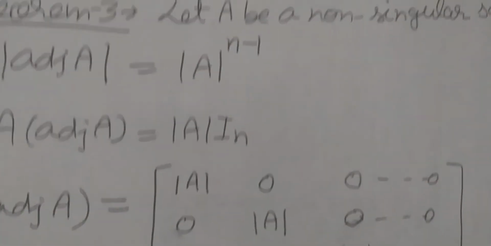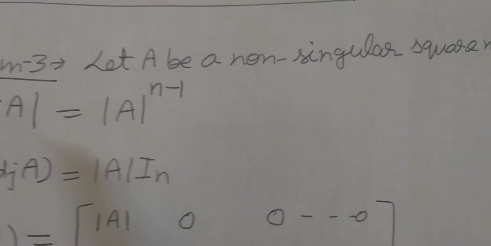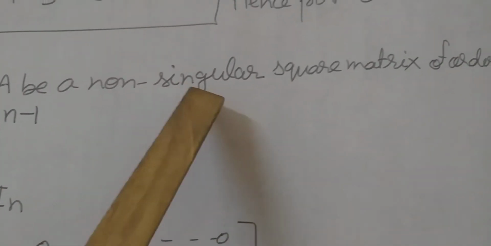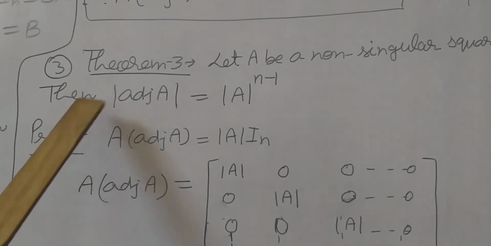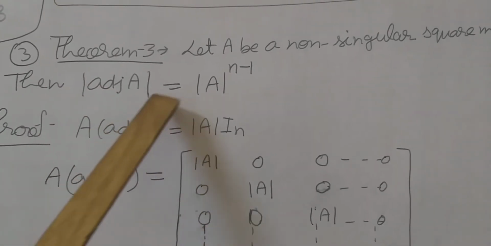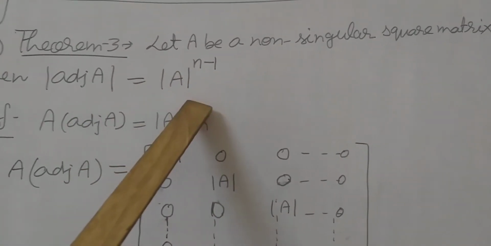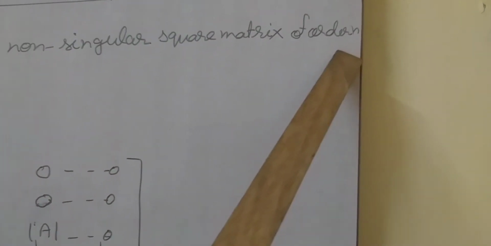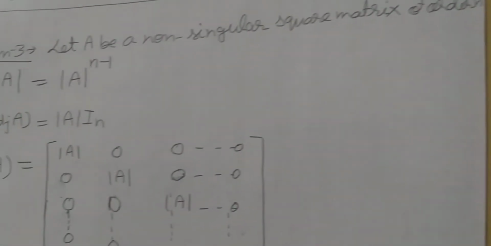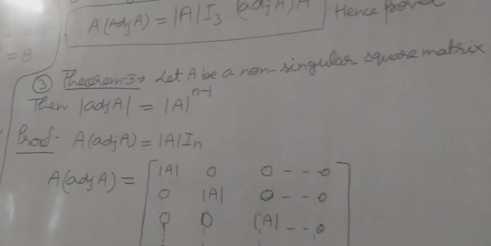Now students, next theorem. Theorem number 3. Let A be a non-singular square matrix of order n. Then determinant of adjoint A equals determinant of A to the power n minus 1, where n is the order of the square matrix. Okay students.